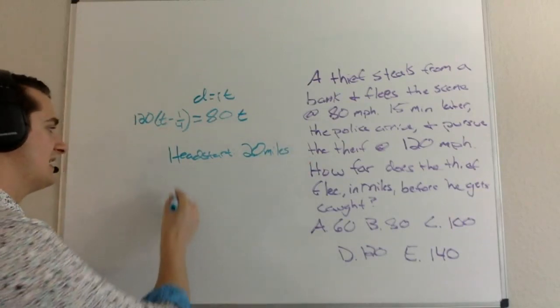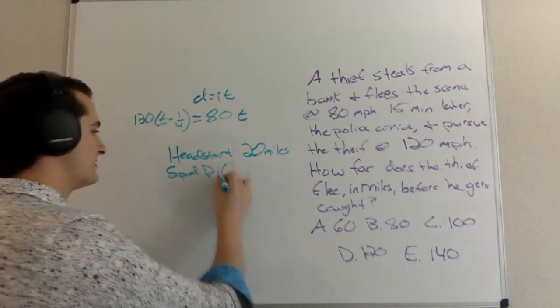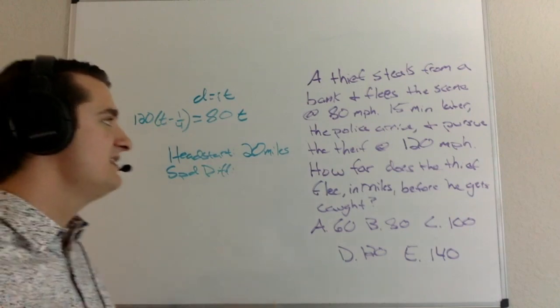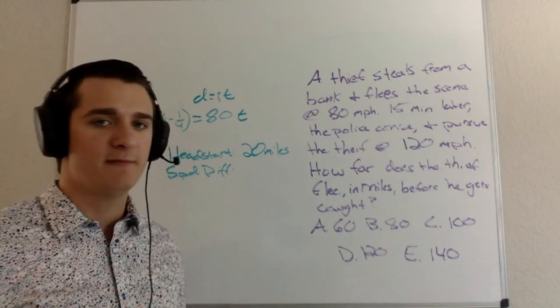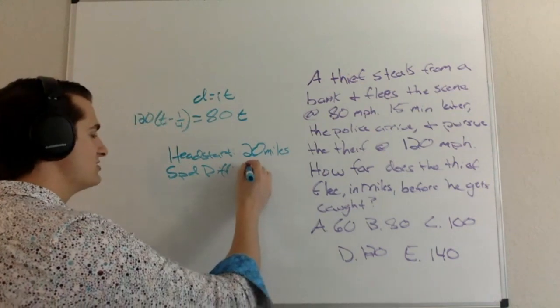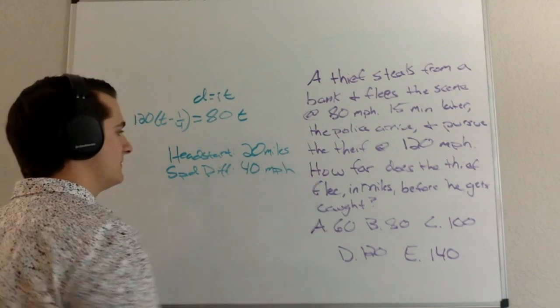Then I'm going to ask myself, well, what is the speed difference? And when I say the speed difference, I mean the difference in the speed of the two parties. So in this instance, the thief is going 80 miles per hour. The police are going 120 miles per hour. So the speed difference is going to be 40 miles per hour.